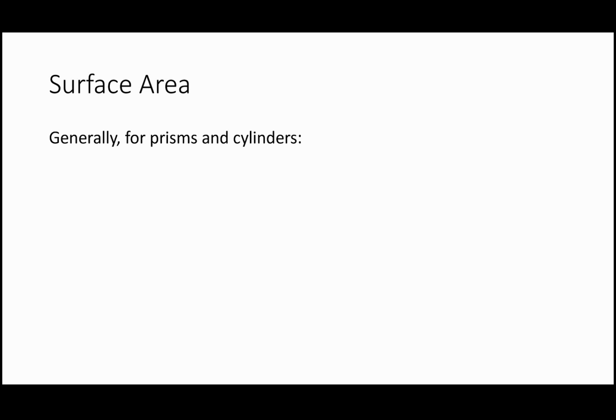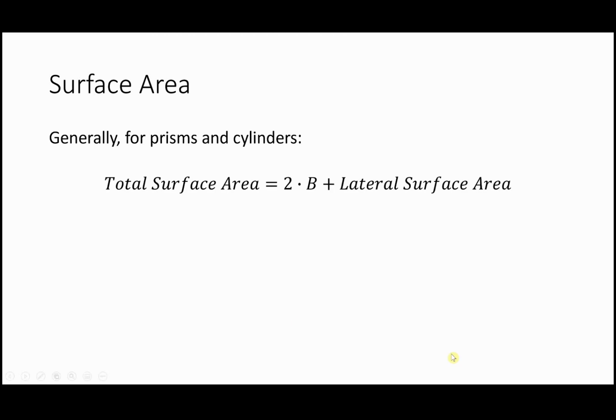So there are general rules for these surface area formulas for different types of three-dimensional figures, and that's what we're going to introduce first, okay? So generally for prisms and cylinders, we have this kind of a setup here. The total surface area, TSA is sometimes the way it's acronymed, is going to be twice the area of the base plus the lateral surface area. What's the lateral surface area? Well, that'll depend on what the dimensions are.